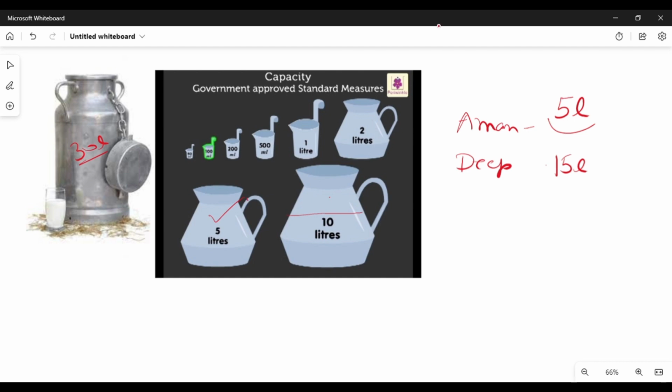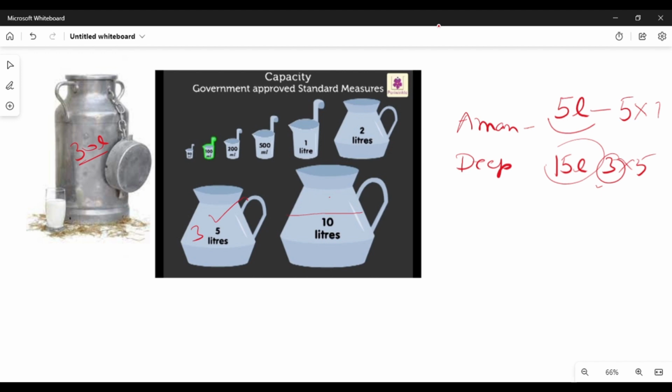So what he will be doing, he will be taking this container to measure these two quantities. For Aman, he will be filling the container till the brim and he will be giving it to him. And for Deep, he will be filling it thrice and giving it to Deep. So here I have calculated 5 into 1 and here I will be getting 3 into 5. Means I have filled this container thrice in order to give milk to Deep.